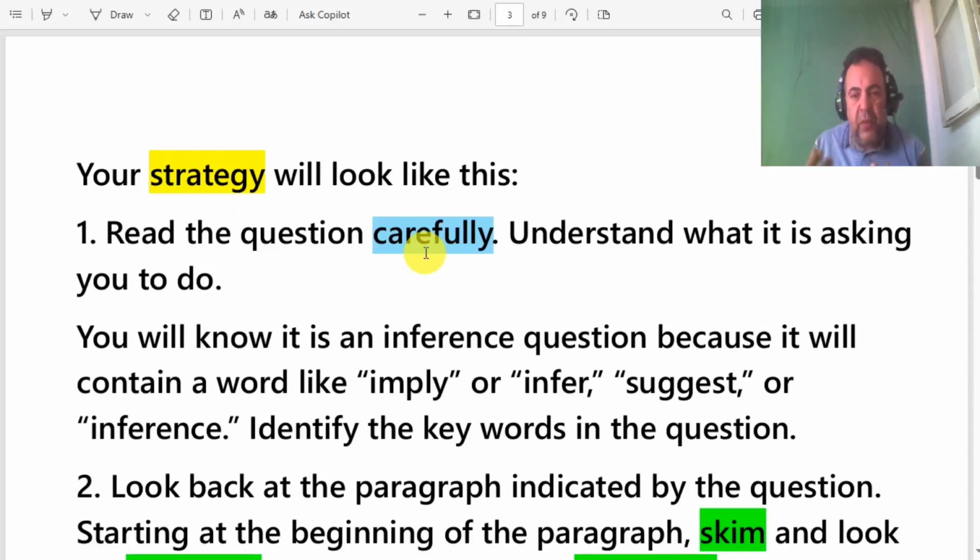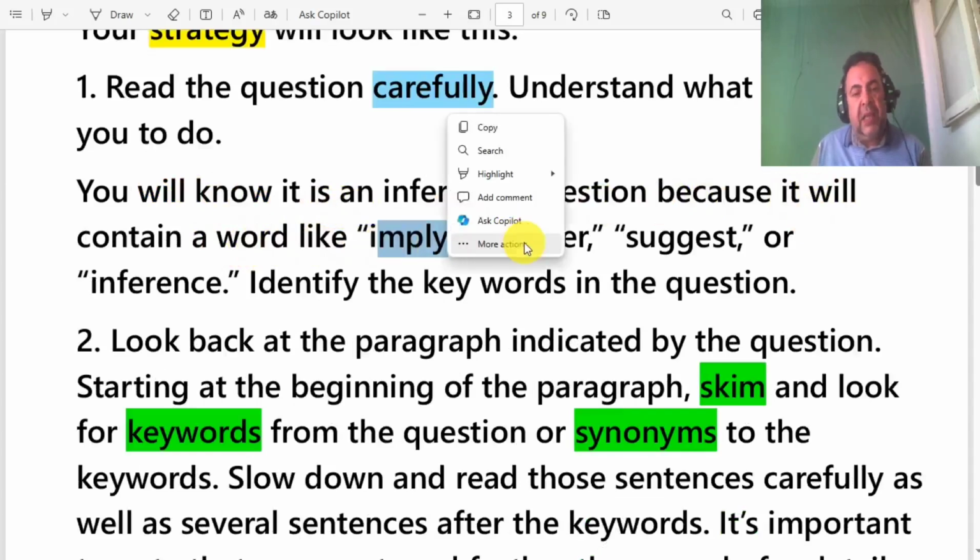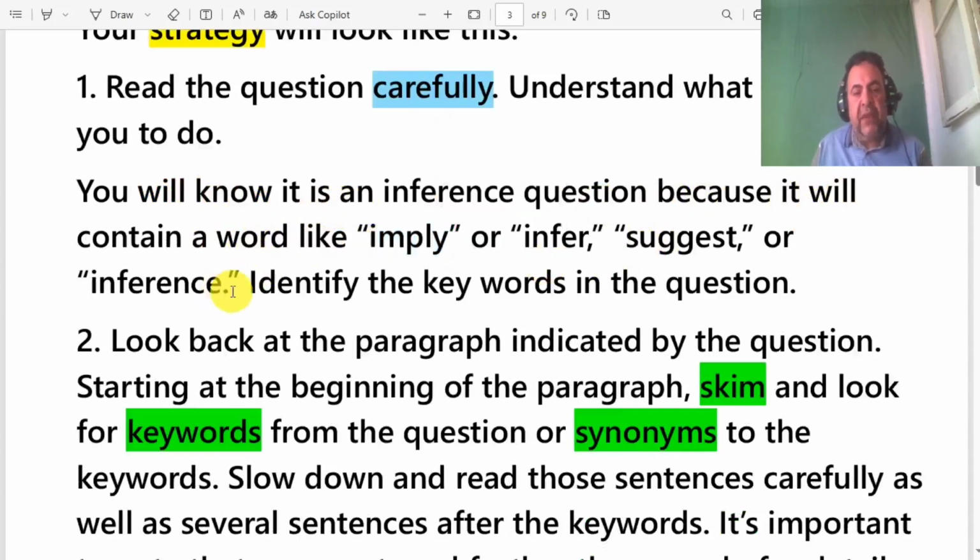Understand the question well, because one of the most important steps that leads to the wrong choice is to misunderstand the question. What does it mean? What does he need me to do? You will know it is an inference question because it will contain words like imply, as we said before, infer, suggest, or inference. Identify the keywords in the question.